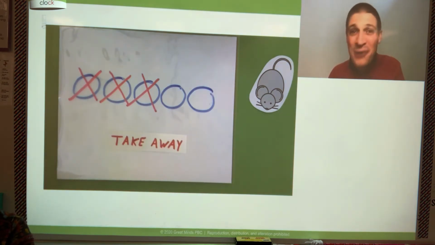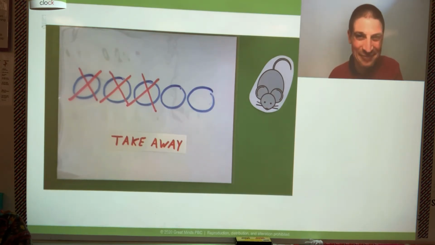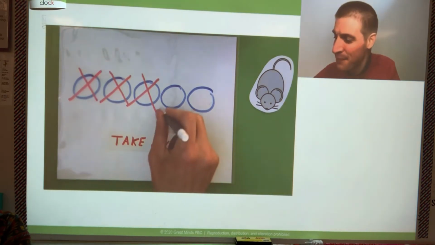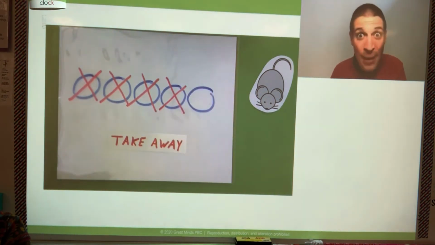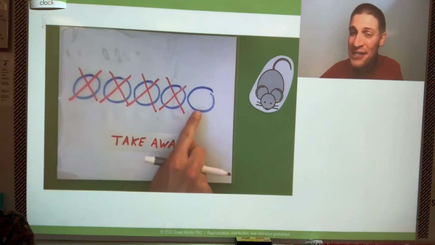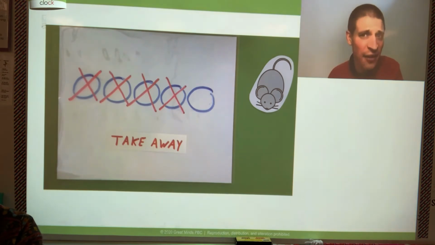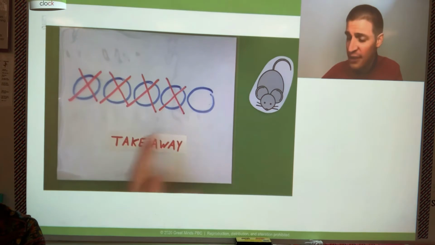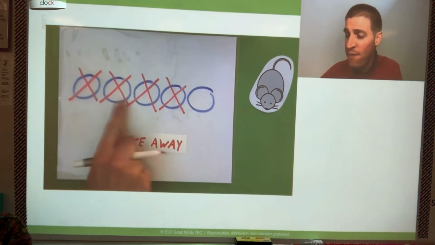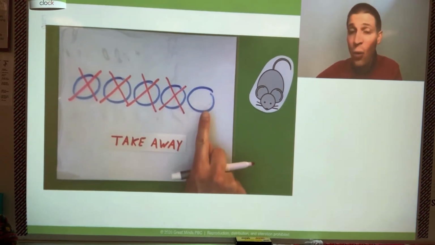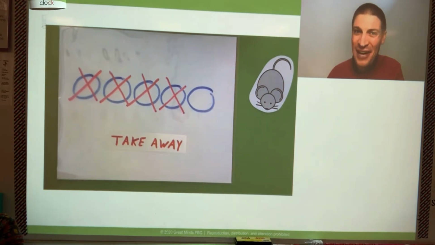All right, Mousy eats another piece of cheese. Show that on your drawing. Show him taking away another piece of cheese. I bet you did this. How many pieces are left? Yes, 1 piece of cheese is left. Listen carefully to my number sentence. 5, take away 4 is 1. All right, Mousy eats that last piece of cheese.